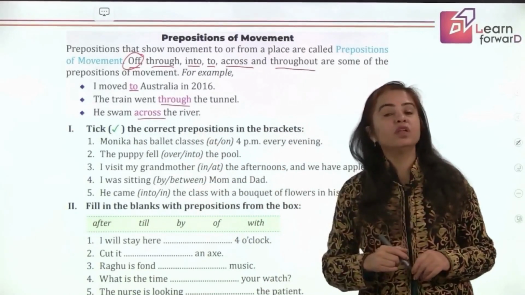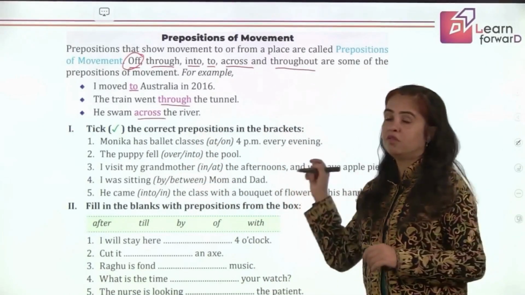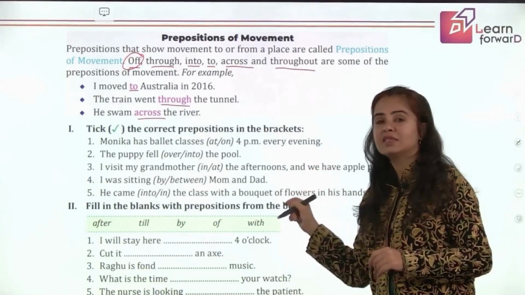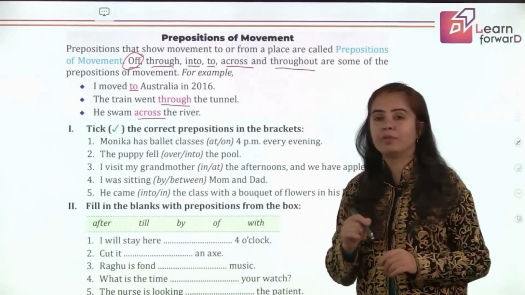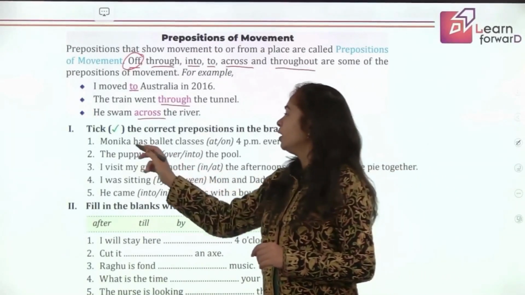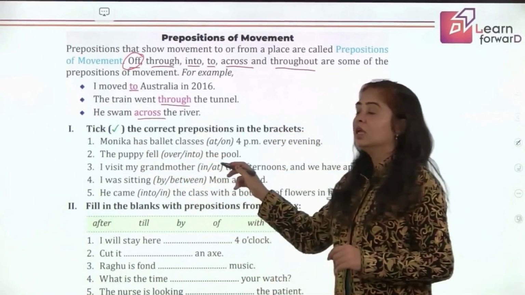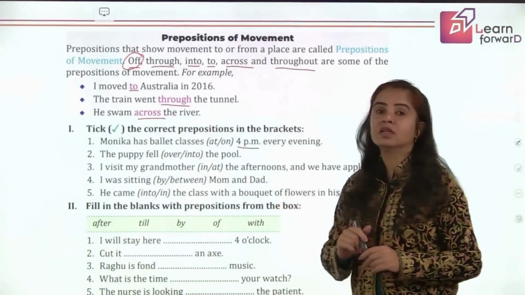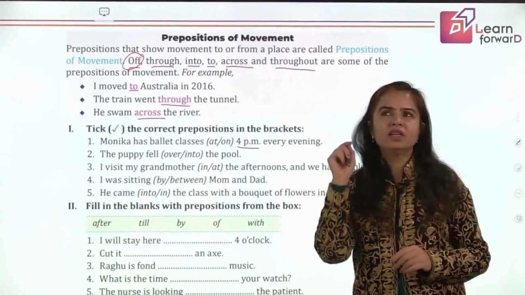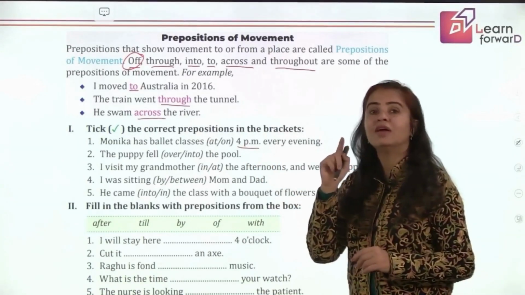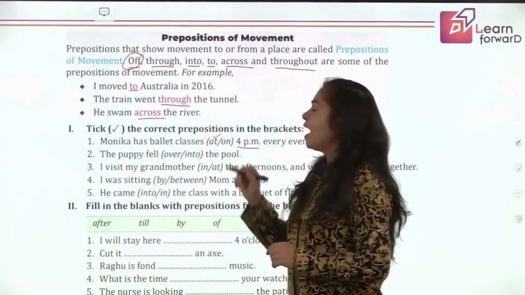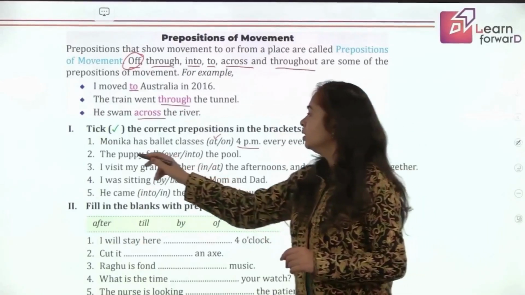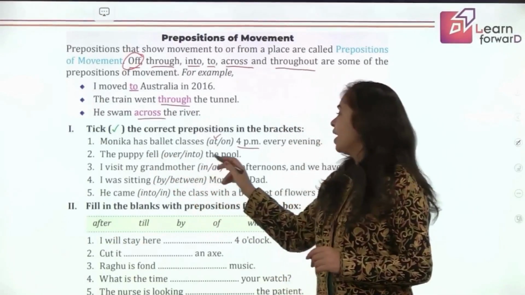Now, whenever you will tick some, fill or do any exercise like this, you must reason out yourself why I am using this preposition. Like Monica has ballet classes. Now you see time is given. So I must say whenever there is time, I use at. Yes. So Monica has ballet classes at 4 p.m. The puppy fell dash the pool.